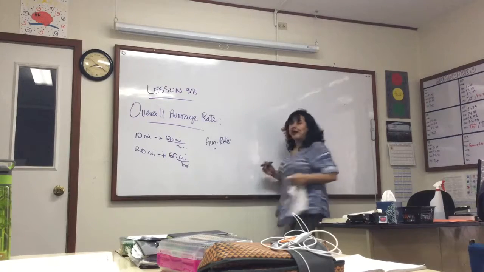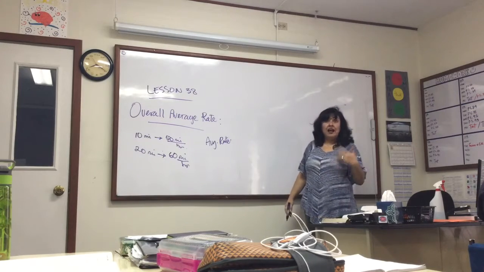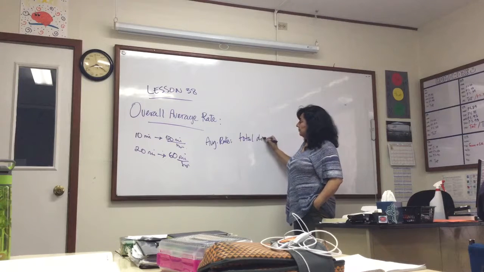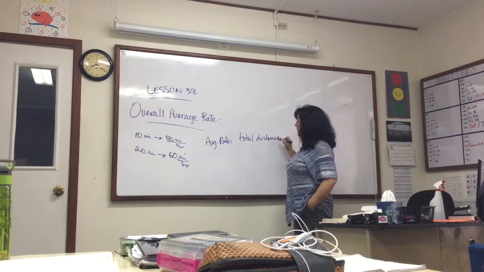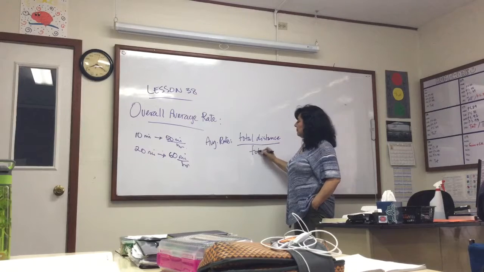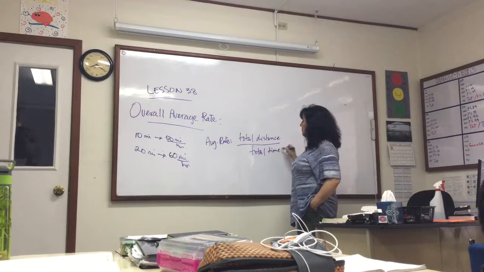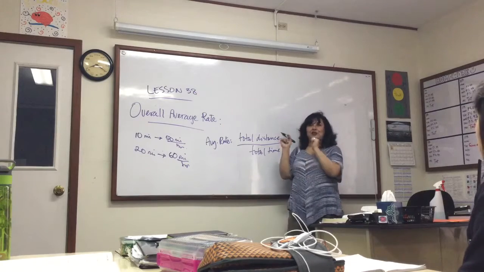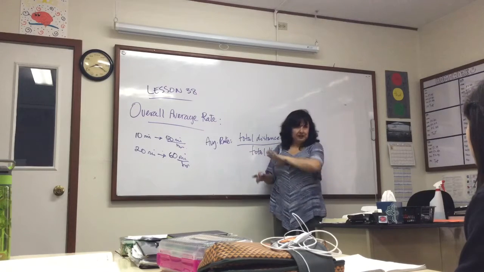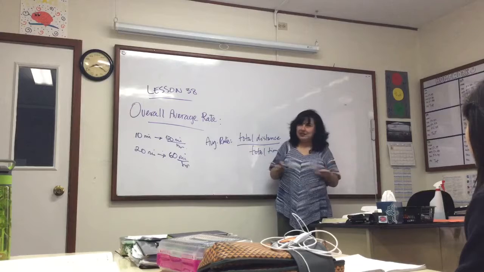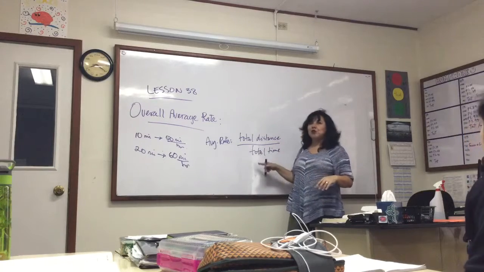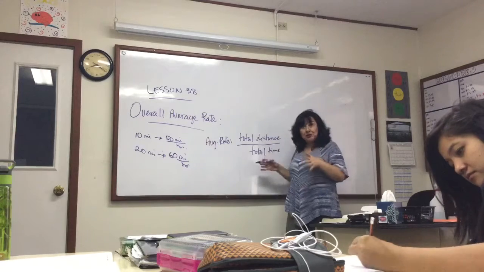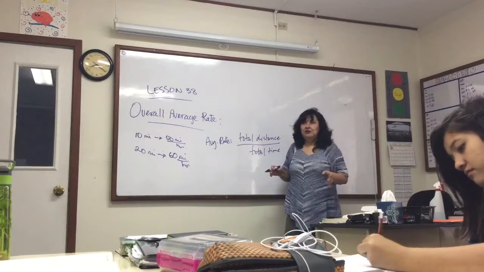Because the average rate or the average speed of something is the total distance divided by the total time. It is not the first velocity plus the second velocity plus the third velocity divided by 3, like you would think average is. It's total distance over total time. Once you understand this, and you always do total distance over total time, you're good.